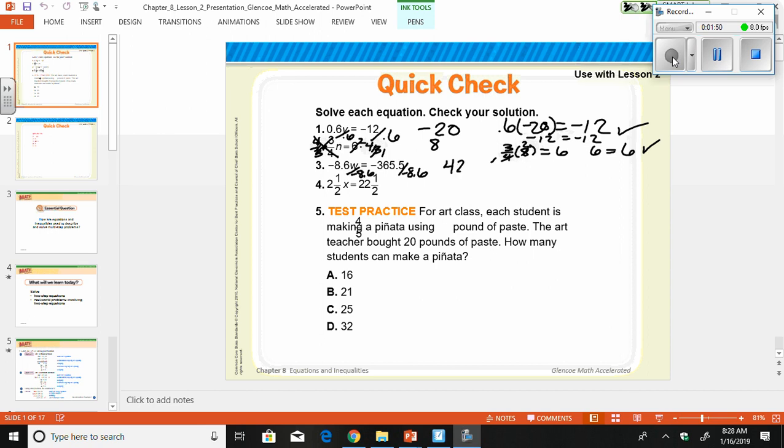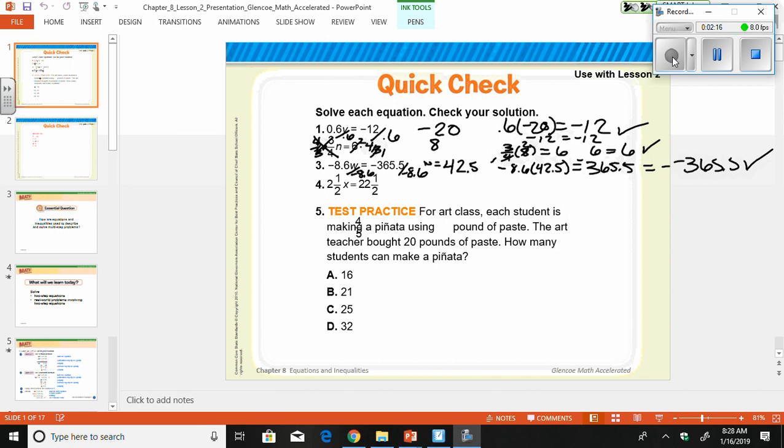I get 42.5. I can plug it back in. So negative 8.6 times 42.5 should equal negative 365.5. Times that by 8.6 negative. So yes, we get a negative 365.5.